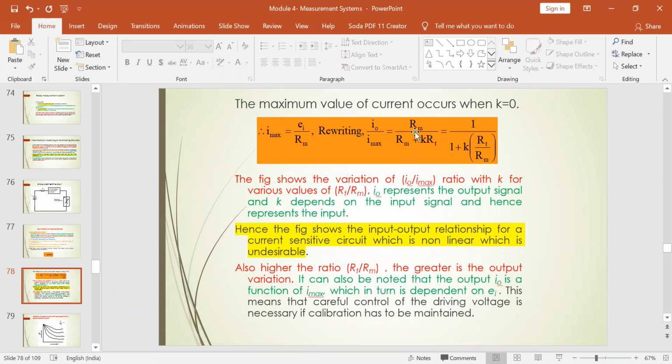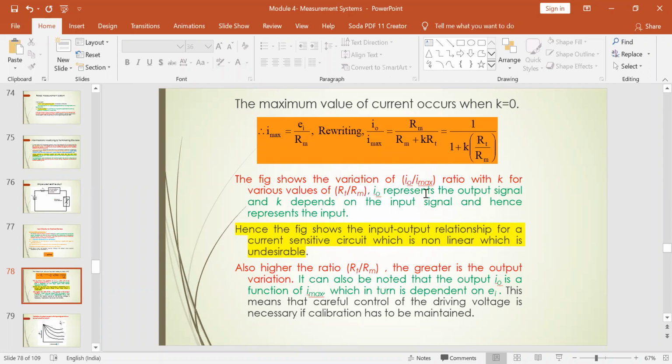So now if you take again Rm as a common thing, this will be 1 plus K into RT divided by Rm. So this provides the ratio of input current to that of the maximum value of the current. The figure shows a variation of I naught by I max ratio with K for various values of RT by Rm. So based on the resistivity of the transducer and the passive material, the I max and the I naught value changes.